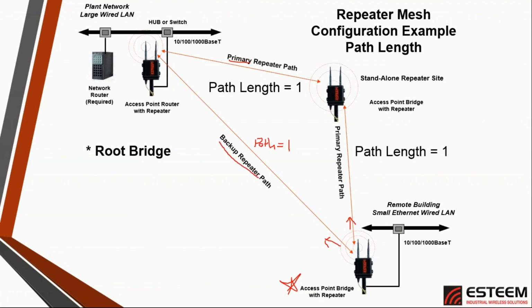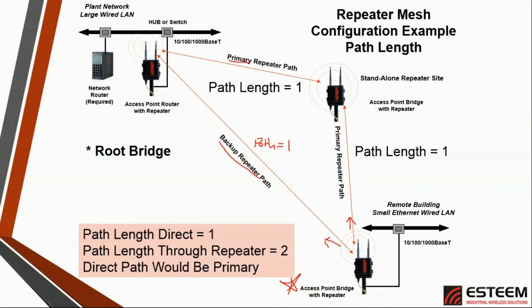So what's going to happen then? Well, if we do this, the direct pathway from this remote to the master will have a path length of 1. The pathway going through the repeater will have a path length of 2. If we make no adjustments to the configuration on the radio, this would be our primary link, this would be our secondary link, and that's the way the radio would function. Now, the problem is that that is not how we want it to work.